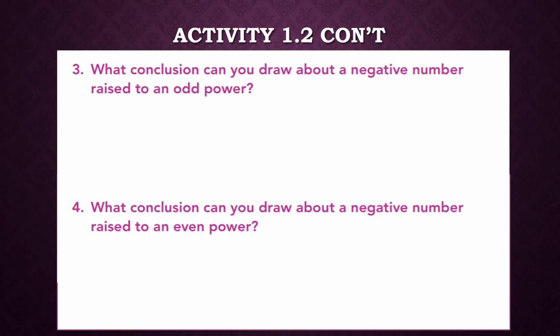So what conclusions can you draw about a negative number raised to an odd power? And again, keep in mind, we're talking about when it's in those parentheses, is that a negative number raised to an odd power results in a negative product.